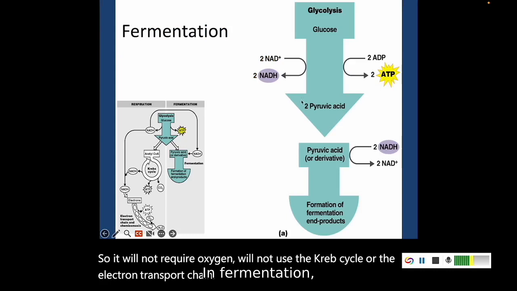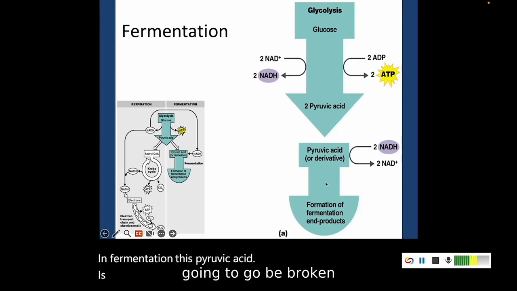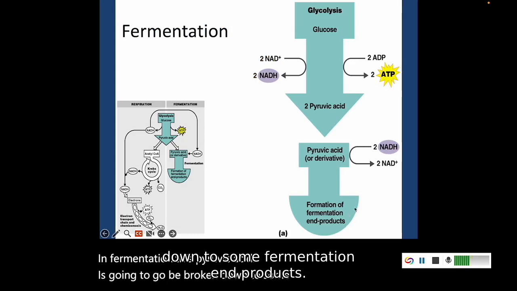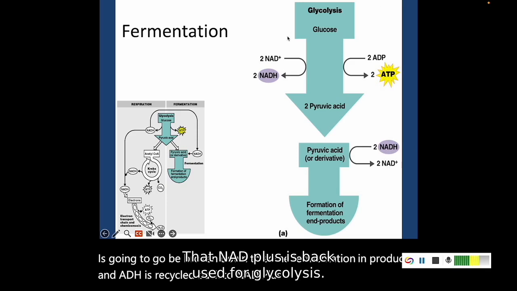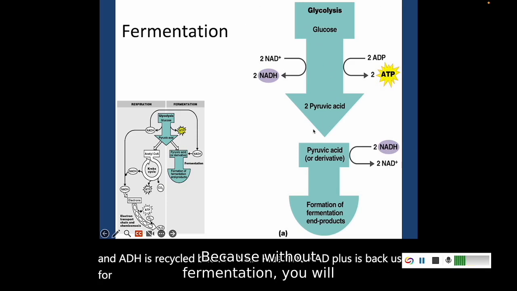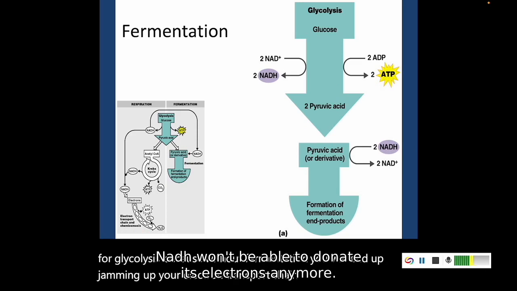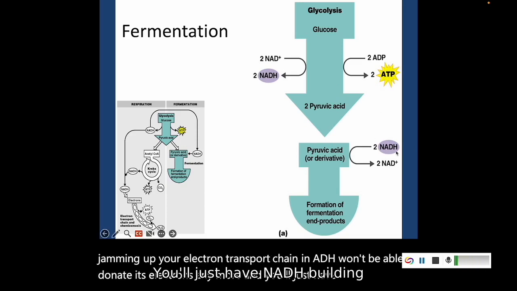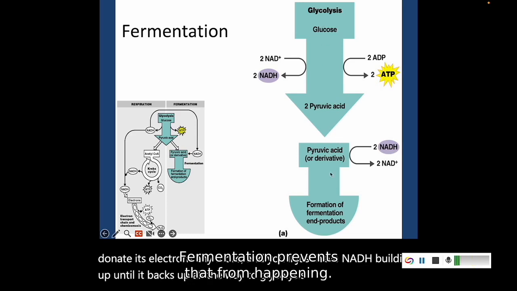In fermentation, this pyruvic acid is going to be broken down to some fermentation end products. NADH is recycled back to NAD+. That NAD+ is back used for glycolysis. Because without fermentation, you will end up jamming up your electron transport chain. NADH won't be able to donate its electrons anymore. And you'll just have NADH building up until it backs up all the way to glycolysis. Fermentation prevents that from happening.